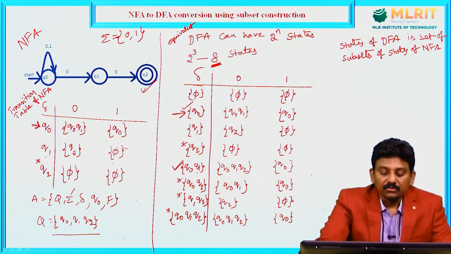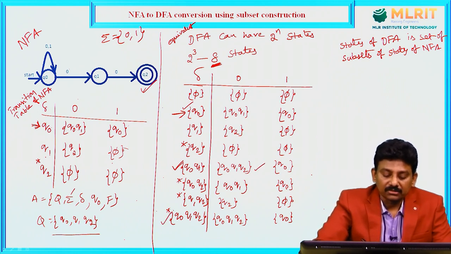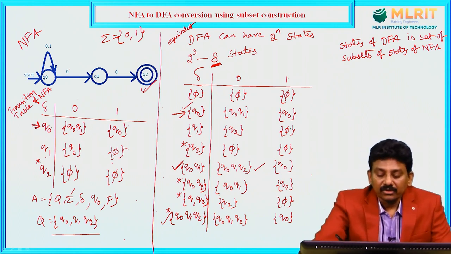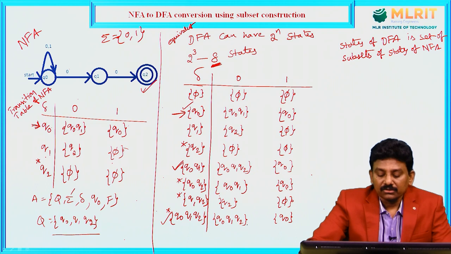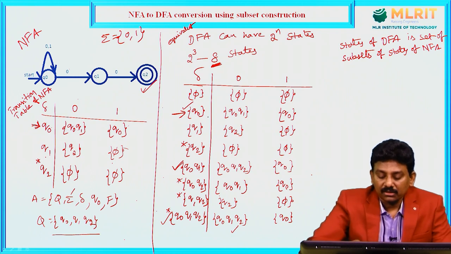Next, Q0, Q1 on 0 going to Q0, Q1, Q2. So that Q0, Q1, Q2 is the accessible state. Then Q0, Q1 on 1 going to Q0. Q0 is already accessible state. Next, Q0, Q1, Q2 on 0 going to Q0, Q1, Q2 same state, so that is accessible. Q0, Q1, Q2 on 1 going to Q0, that is also already accessible state.